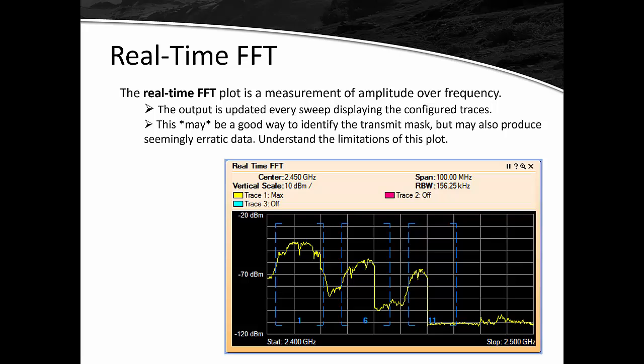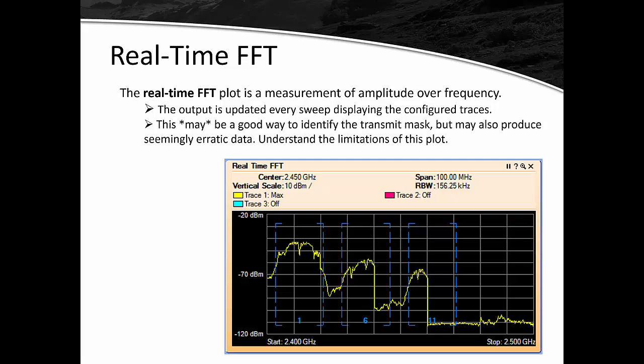Now, this can be a good way to identify the transmit mask, such as what you see in 802.11, but understand that it's not always going to look exactly like what you see in 802.11 because there's a sweep time, and because of the sweep time as well as the detail level of the particular spectrum analyzer you're using, or what we call the resolution, it may not look exactly like what you'd expect to see, but it's going to be close enough that you'll recognize it as an 802.11 pattern compared to something that's not 802.11, for example. But again, the thing to keep in mind is real-time FFT is right now what we're seeing in the RF space on a specific frequency.